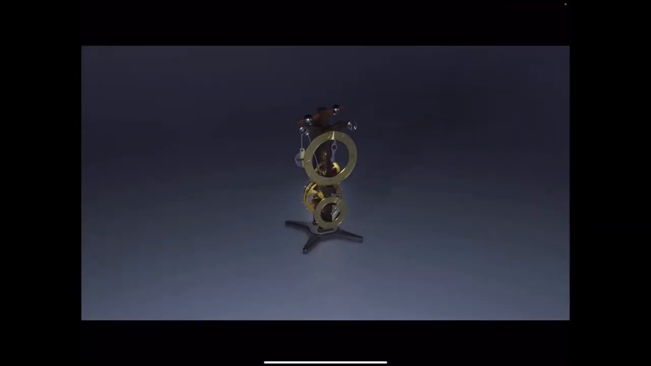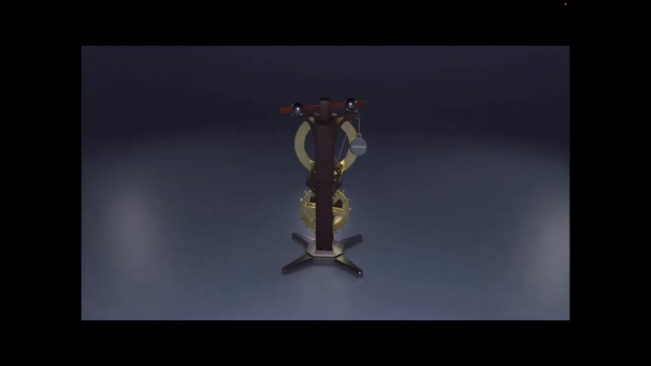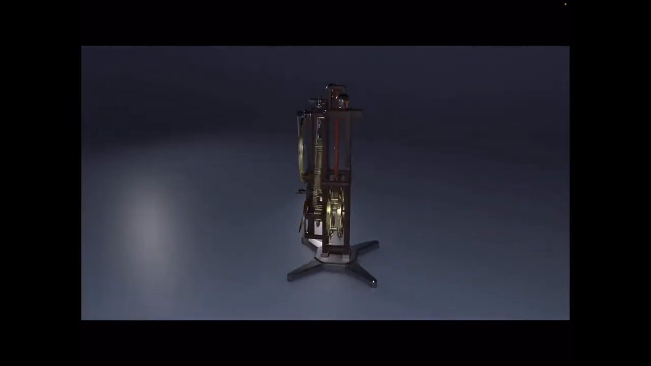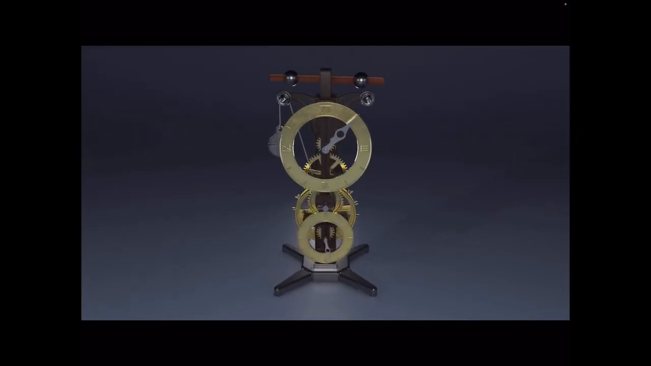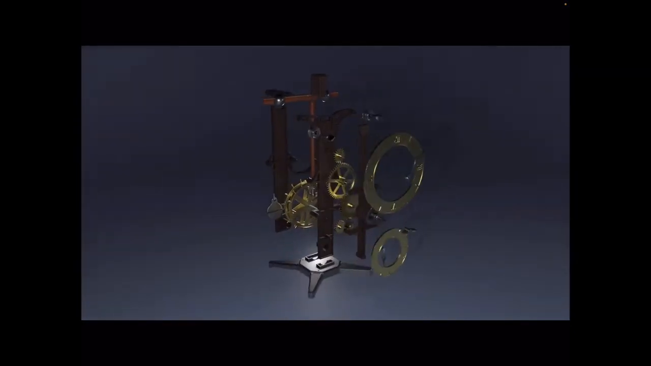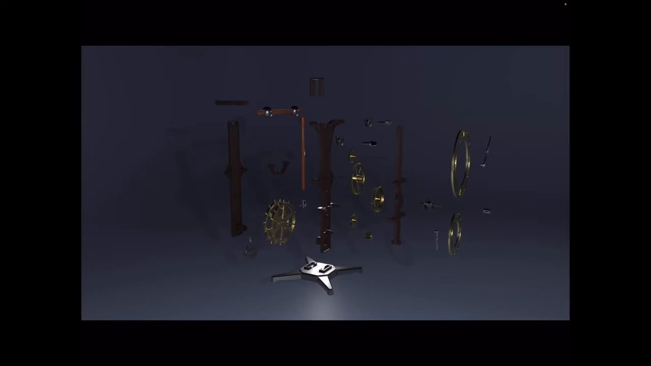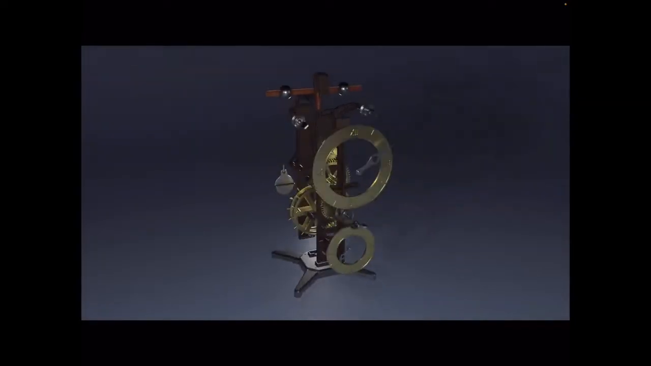This clock is based on a sketch from Leonardo da Vinci. The mechanical principles used in his clock are still used in modern mechanical clocks and watches. A mechanical clock is a complex machine made up of simple components working together to keep time.